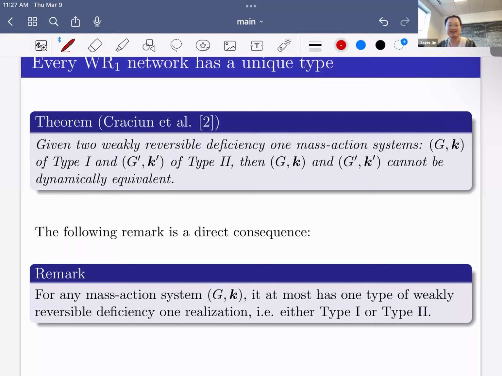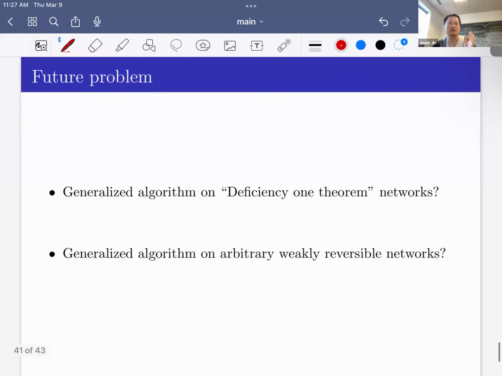Okay, so that is the part for the WR1 network. For future problems, we are seeking a generalized algorithm for networks to which the deficiency 1 theorem can be applied. Because if you are familiar with the deficiency 1 theorem, the whole deficiency does not need to be 1. It is a summation of 0 and 1, so it could be very large. And also we want to find a generalized algorithm for weakly reversible networks, because being weakly reversible is still very nice for the right-hand side of the whole system. Okay, these are the future problems.